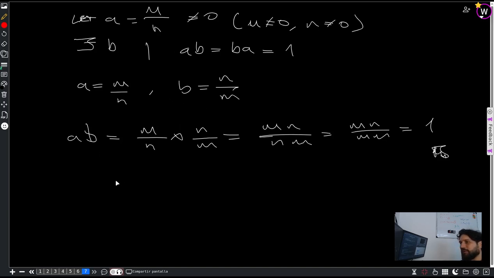If we did this with numbers, for example, let's say we have 3 over 2, there exists a number such that multiplied by this will give us 1. Which is it? Well, the multiplicative inverse, 2 over 3, which would give 6 over 6, which would make it 1.